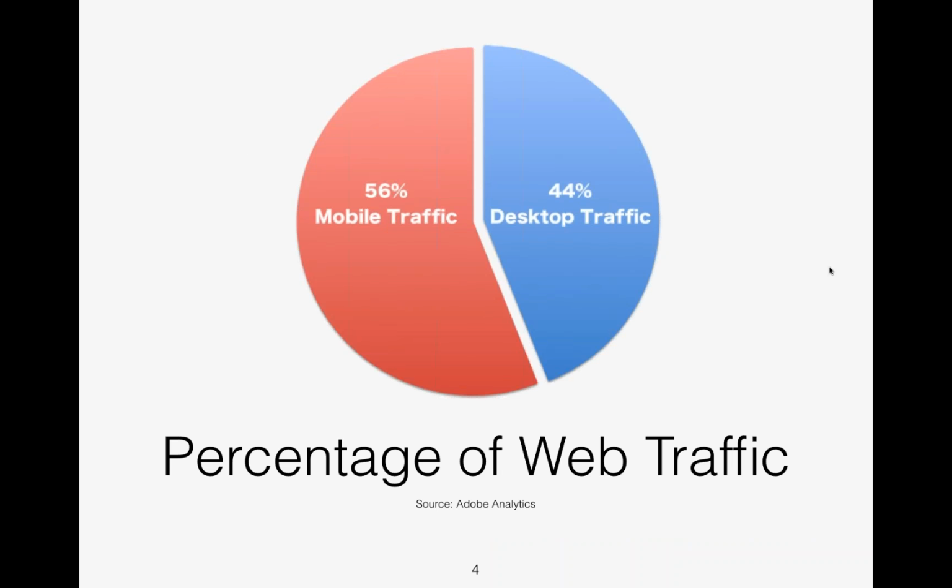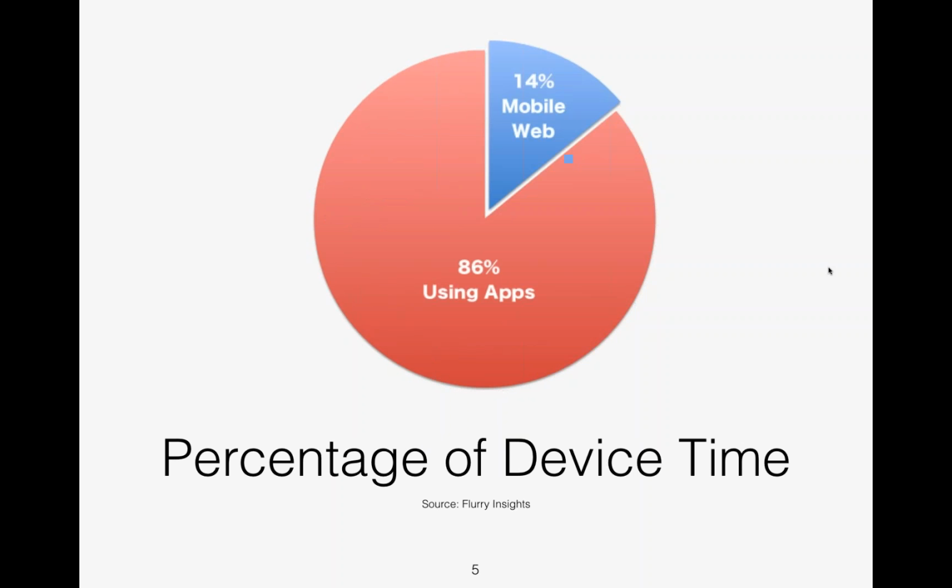So let's first talk about the percentage of website traffic. Web traffic to a typical website these days, they're figuring roughly 56% is coming from mobile, whereas 44% is coming from desktop traffic. And percentage of device time: when people are on their phones or mobile devices, 86% of the time they're using apps, compared to only 14% of the time when they're using the mobile web.